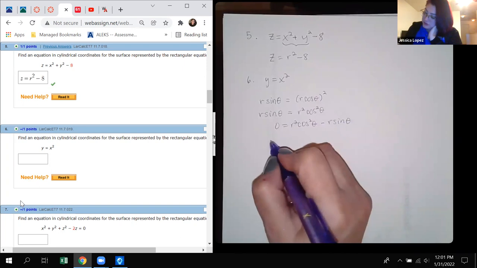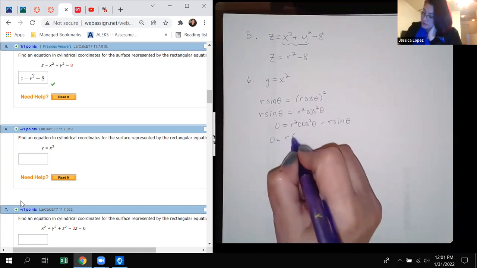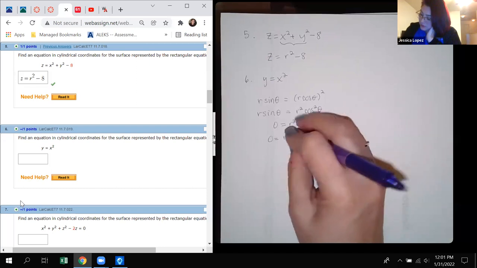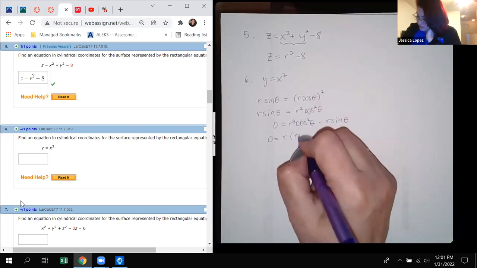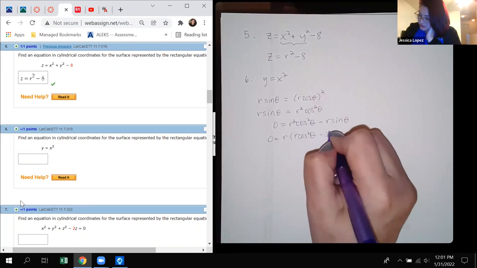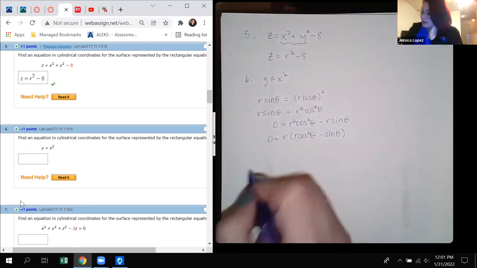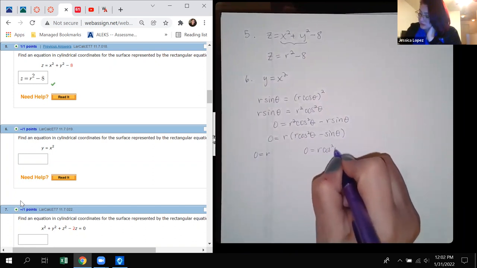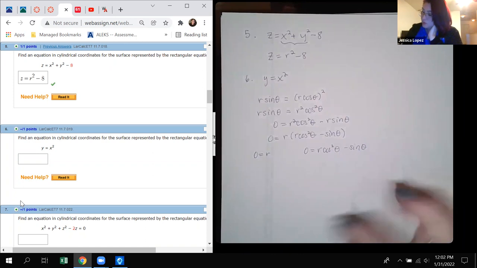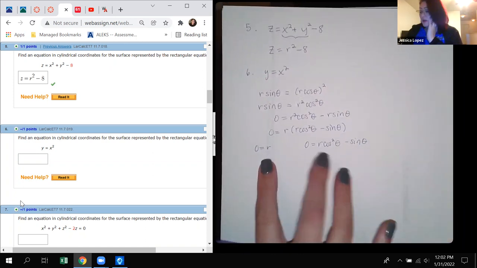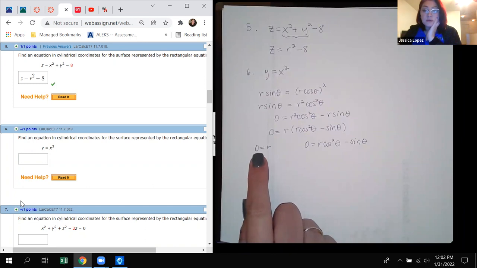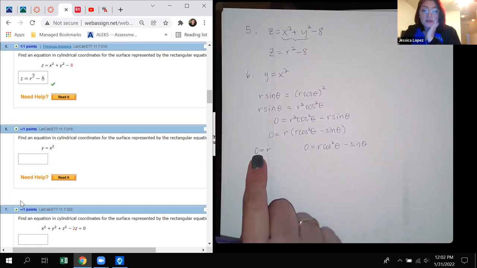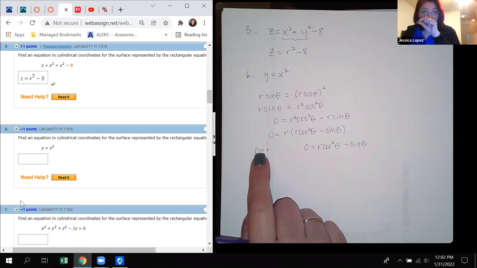Now, if you factor this, you get 0 equals r times (r cosine squared theta minus sine theta), right? If I factor out an r. Now think about this. If you set this equal to 0 and you set this equal to 0, which one of these is going to be your graph? r equal to 0 means the radius is 0, which means it doesn't matter what the angle and the z-coordinate are because the radius is 0. So that means you're literally just talking about a point.